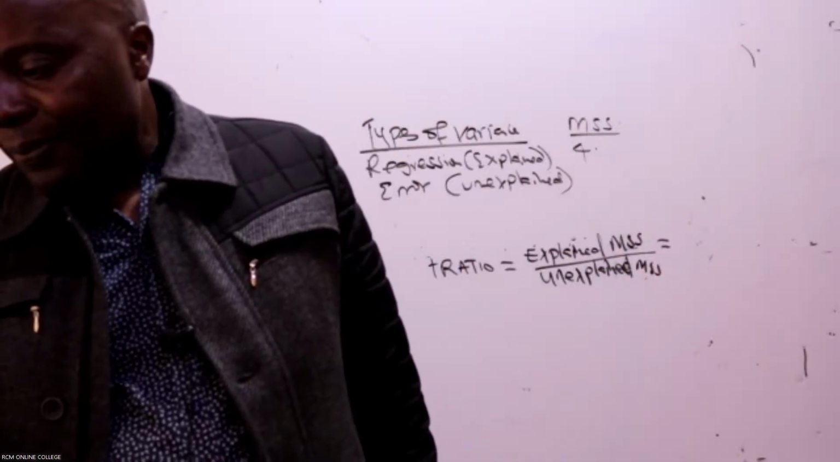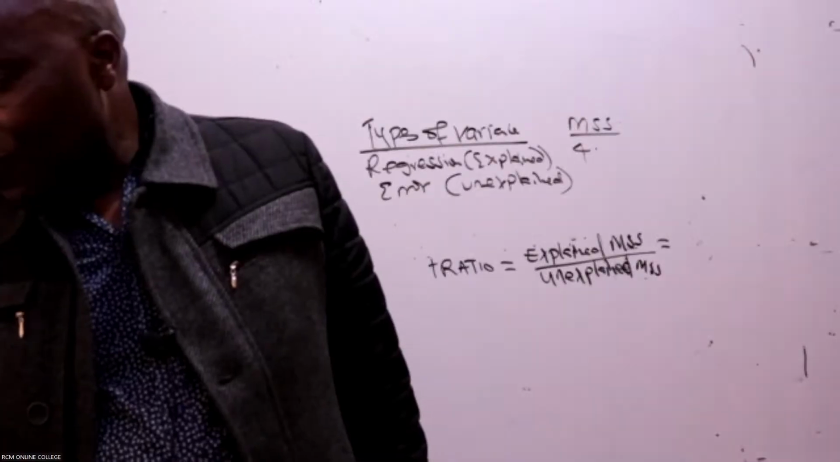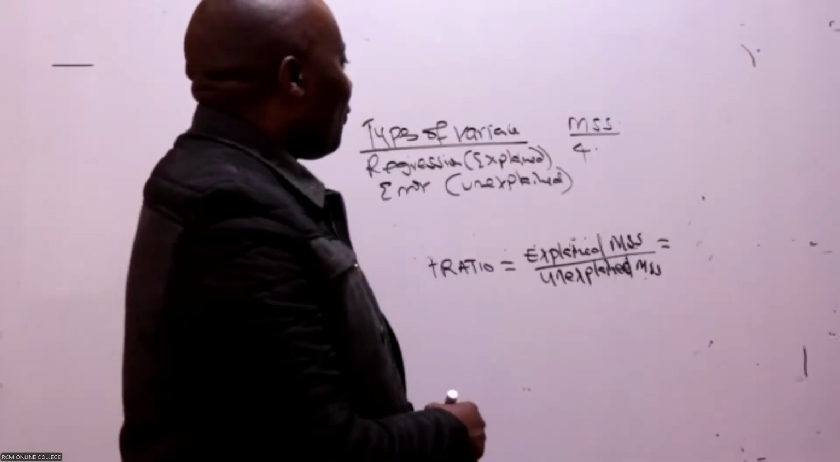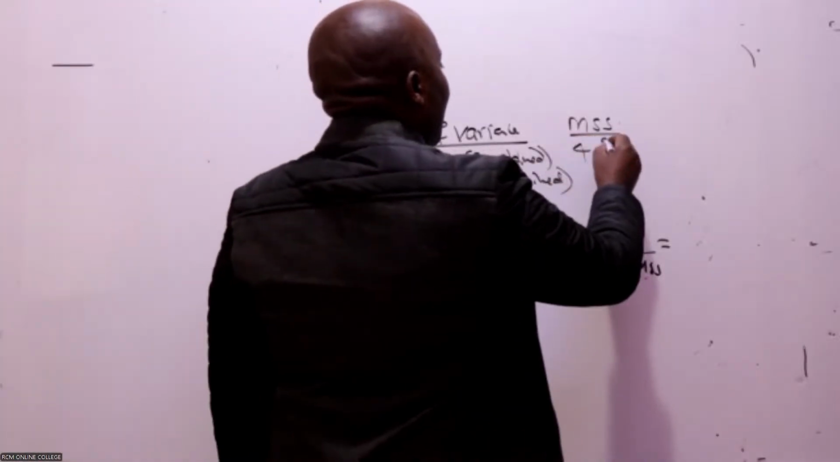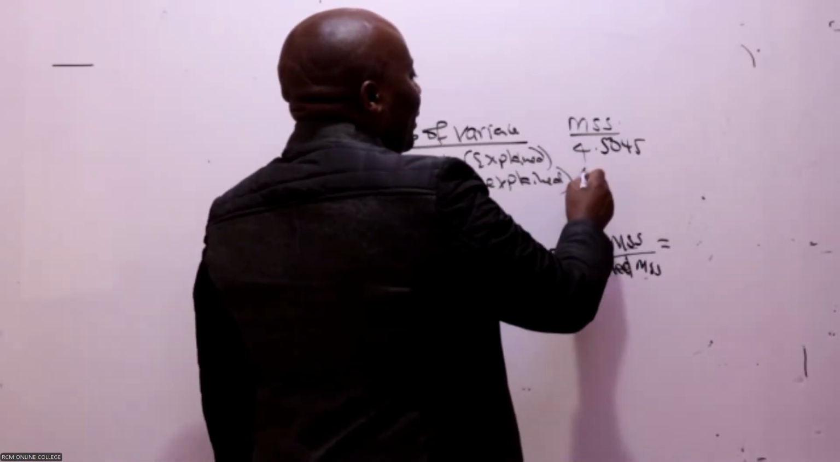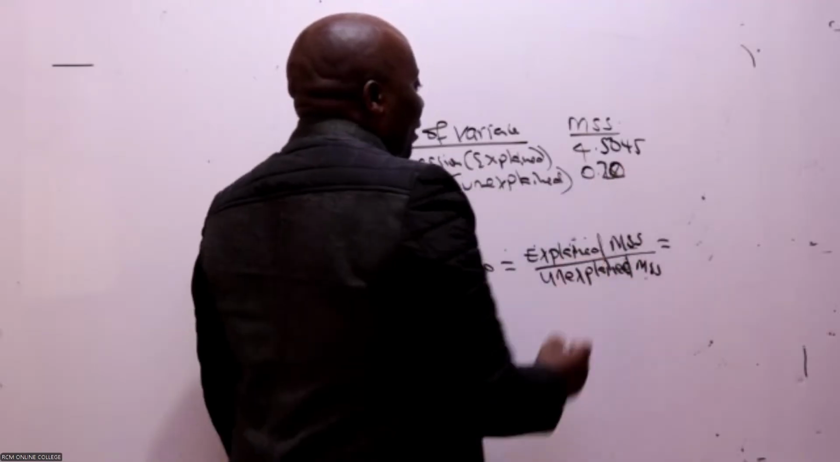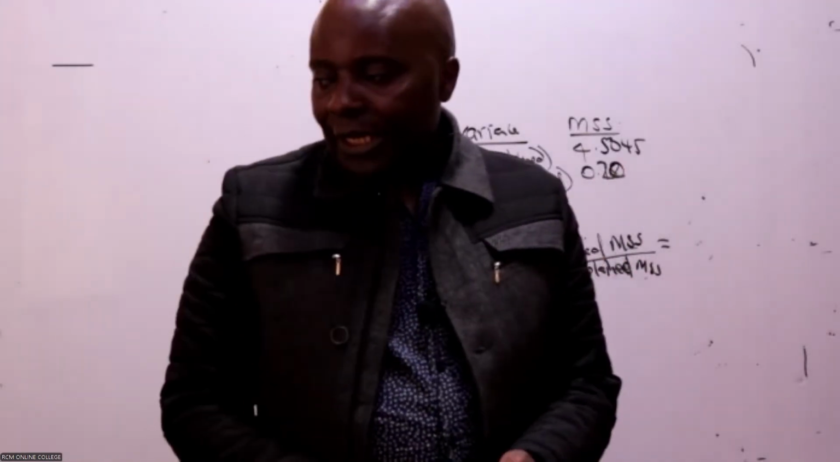4.5045. This is the mean sum of squares for the regression. So we have 4.5045. How about the unexplained? This has been given there as 0.20 something. The unexplained MSS has been provided.